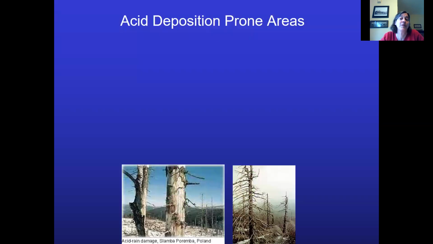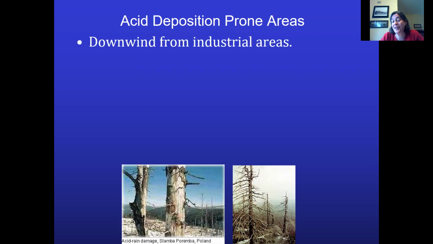So what are your deposition prone areas? I've already mentioned a few of these. If you're downwind, so winds generally blow from west to east in the United States, so if you are east from an industrial area, you're going to be more at risk.